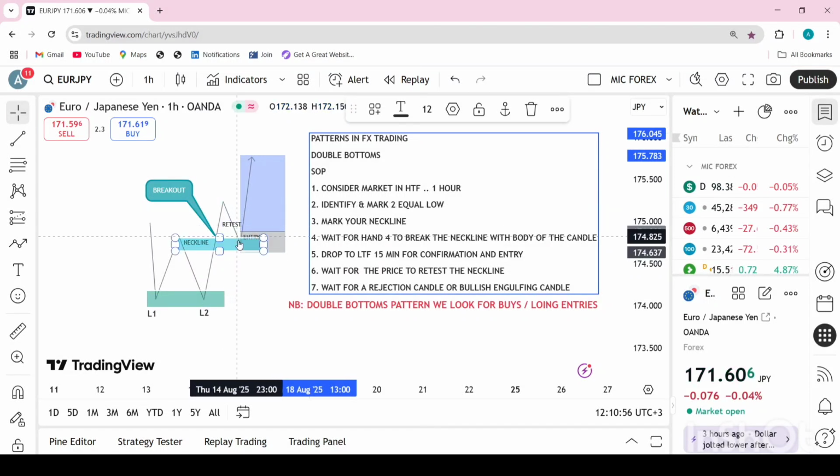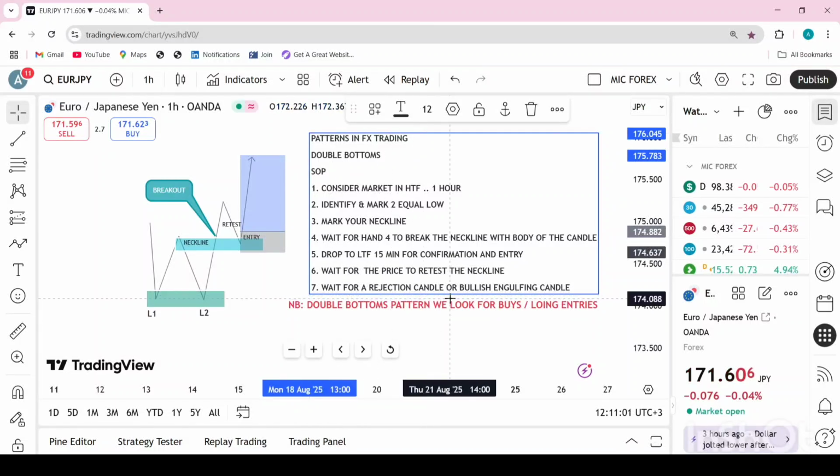When the price retests the neckline at this point, what do you do? You wait for a rejection candle or bullish engulfing candle to take your trade. For those who have not watched my earlier videos, I have described what a rejection candle is and what a bullish engulfing candle pattern is. You can go back and watch it for yourself, and it's going to be very helpful.